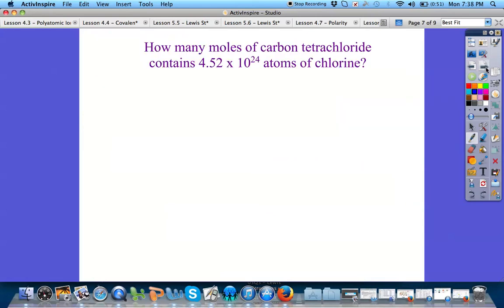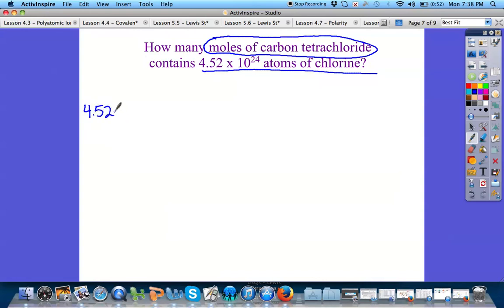One last problem says how many moles of carbon tetrachloride contains in 4.52 times 10 to the 24th atoms of chlorine. So again, you have more than just chlorine in carbon tetrachloride. So we're going to have a few more steps here. So this is my atoms of chlorine. And that's what we're given.